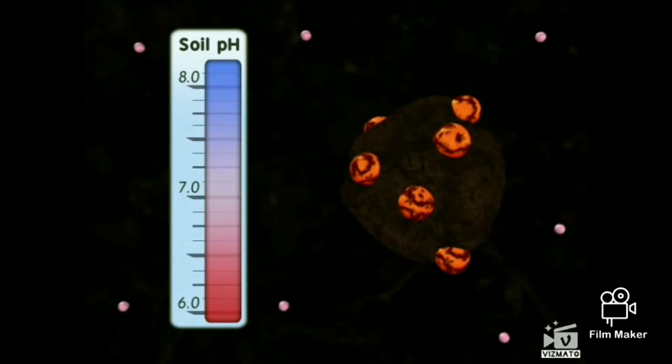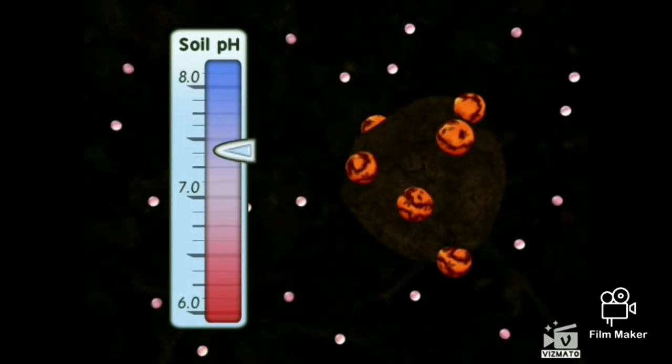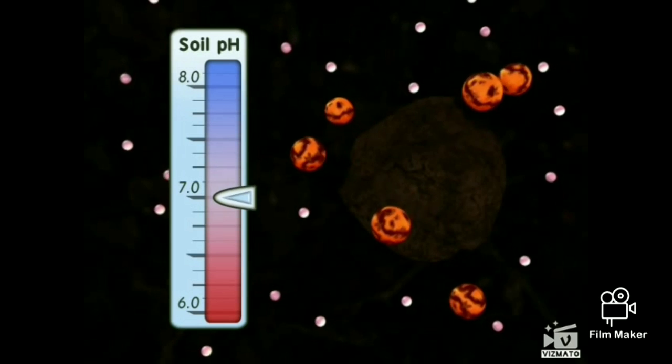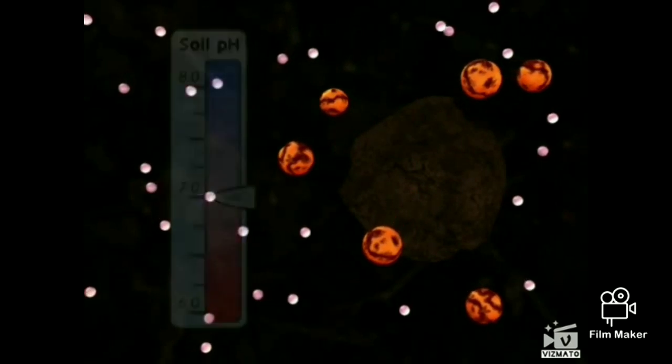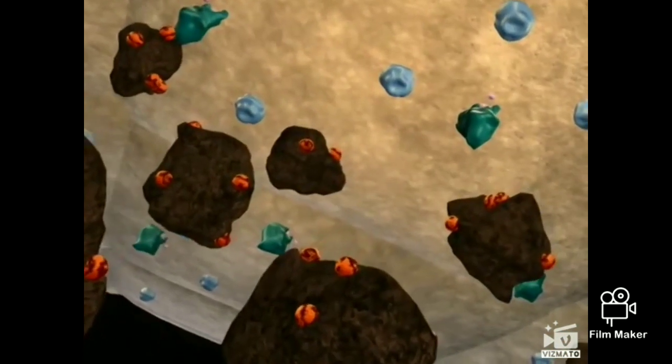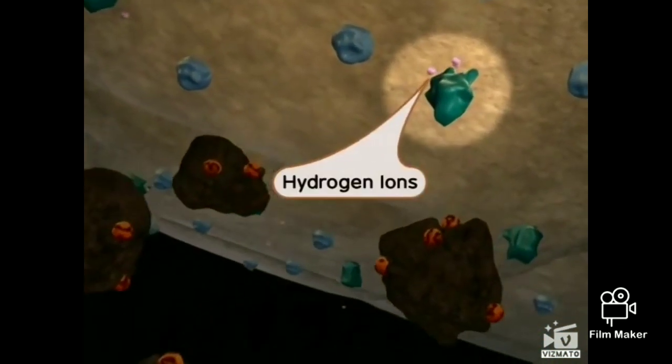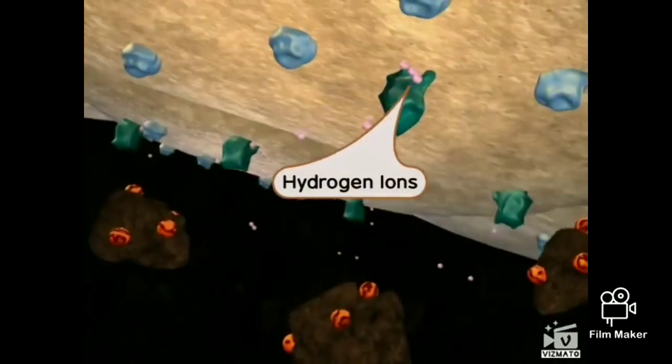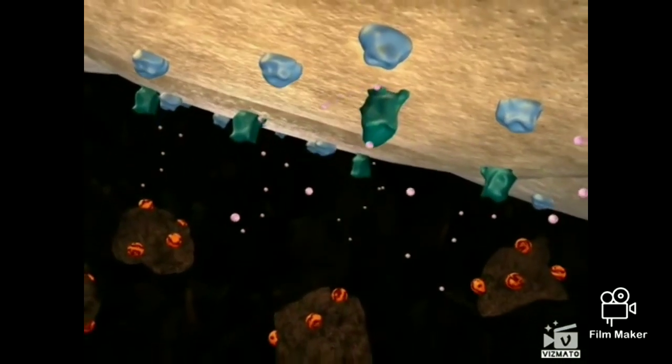Because of its chemical properties, iron is bound to soil particles when the soil pH is too high. The mineral remains bound until the pH is lowered. How can the plant lower the pH? pH is a function of the concentration of hydrogen ions. The more hydrogen ions, the lower the pH.